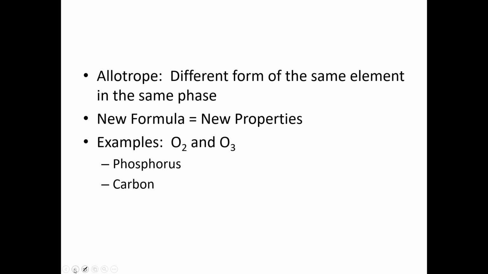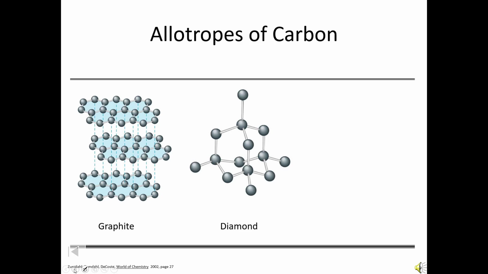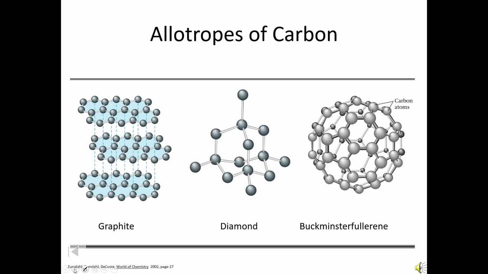Phosphorus exists in a couple of different forms, so does carbon, and we're going to take a look at some of those now. There are 3 main allotropes of carbon. The first one is graphite, the second one is diamonds, and the third one is Buckminster fullerene, which is its own whole category of stuff.